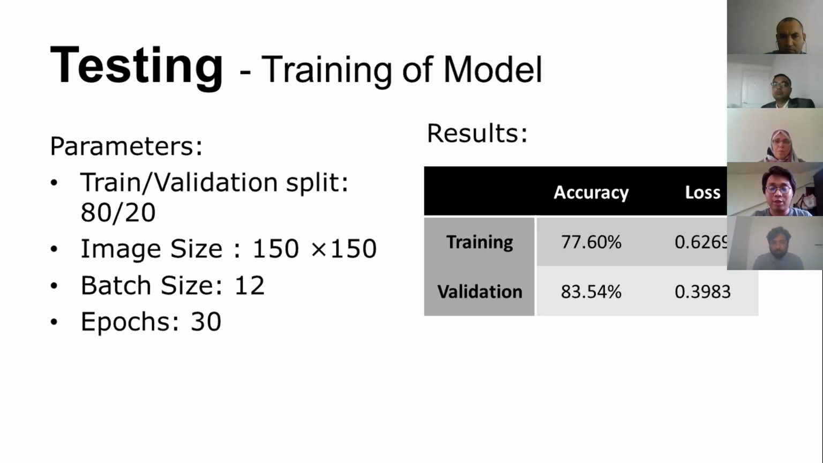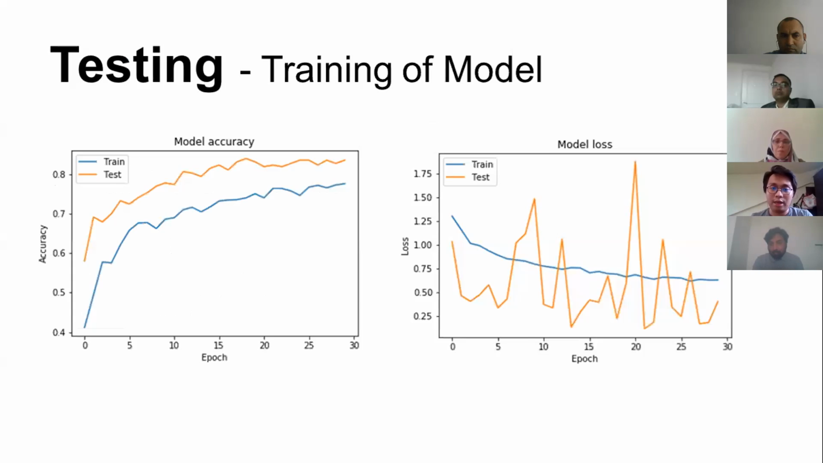As you can see, after 30 times, our accuracy is around 77.6% for training and the loss of 0.6, and our validation accuracy, meaning the test photos, is 83% and a loss of 0.39. So here is a graph. During training, on the y-axis is the accuracy here on the left, and on the x-axis is the epochs, meaning after how many iterations of the photos. So it slowly increases, and here the loss, which is what we want, slowly decreases.